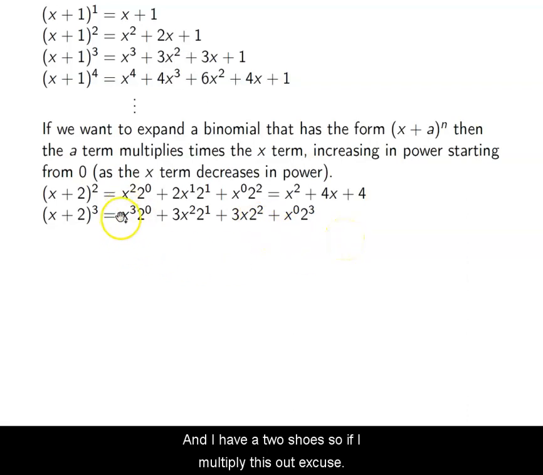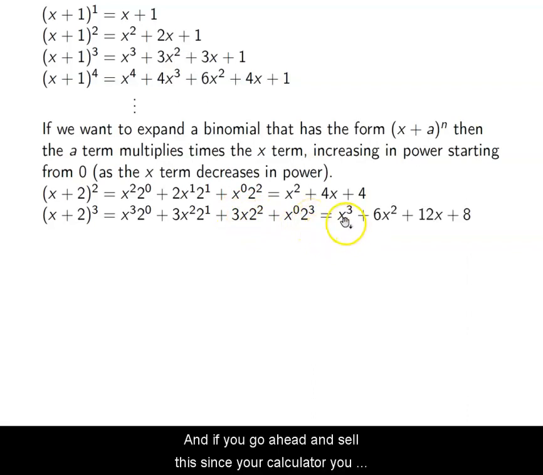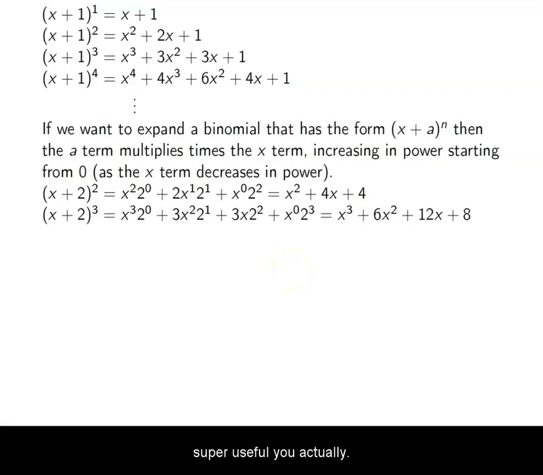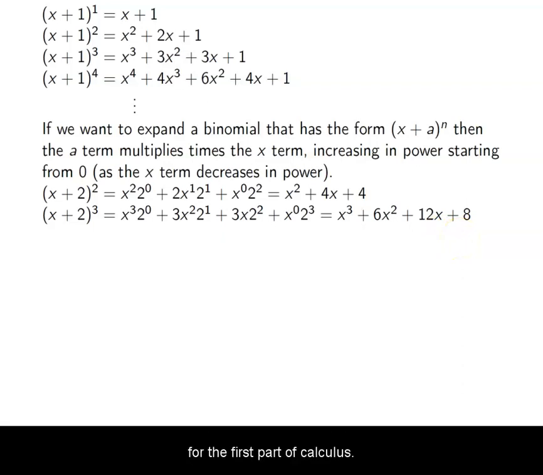So if I multiply this out, x cubed, this will be 6x squared. This will be 4 times 3, so 12x plus 8. And if you go ahead and throw this into your calculator, you will get this exact value out. So this binomial expansion, super useful. You'll actually use this in calculus. I took this from my calculus class that I took. I showed them the Pascal's Triangle, and it helped them a lot for a lot of the work that they had to do for the first part of calculus.